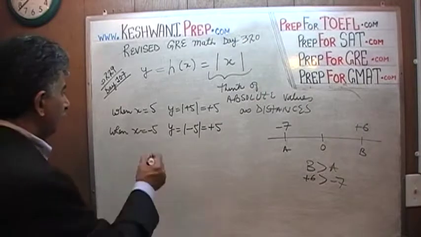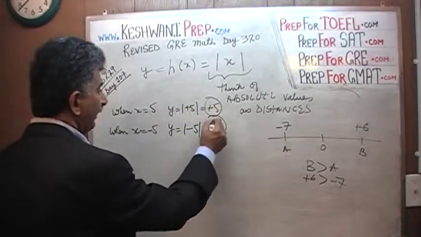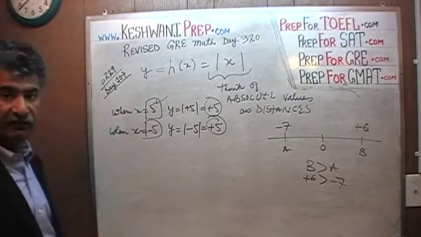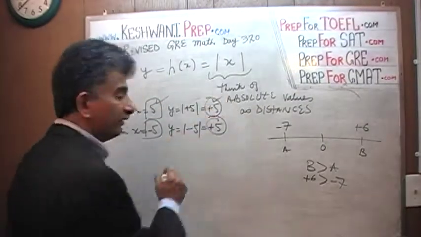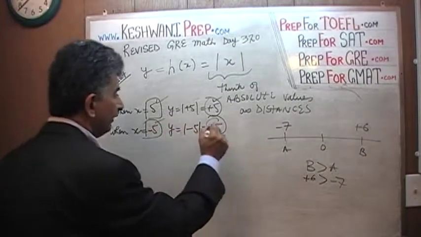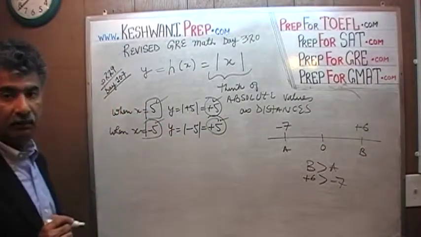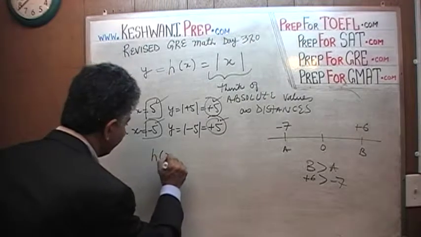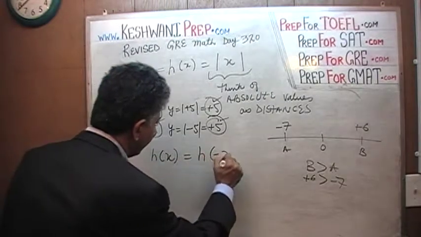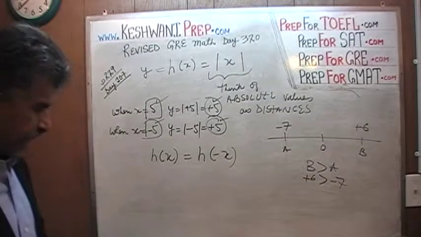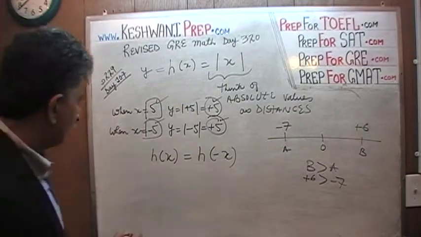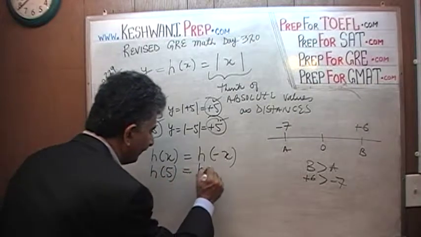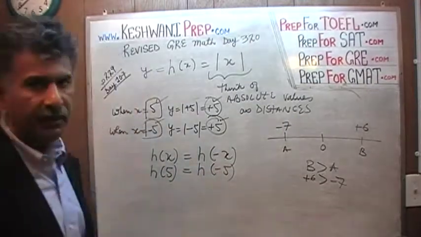So it turns out that the values of the y's are the same for two different values of x's. When x is 5, the value of the function is +5. When x is -5, the value of the function is +5. So how do we write that? We write this as h of x equals h of -x. In other words, the value of the function when x is equal to 5 is the same as the value of the function when x equals -5.